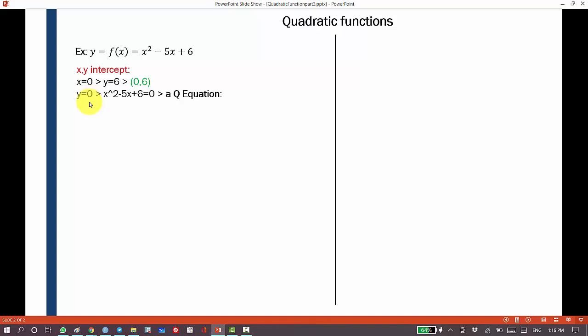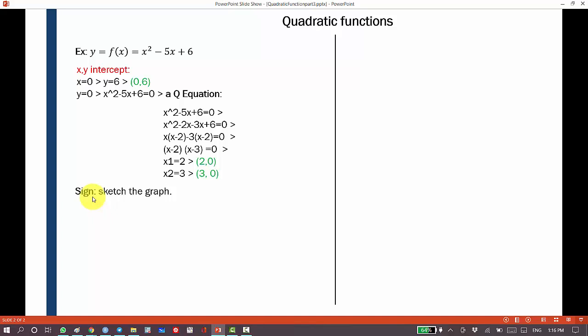And in order to find the x-intercept, we let y be 0. As a result, x squared minus 5x plus 6 is equal to 0, which is a quadratic equation. Solving this quadratic equation by any method that we know, for example factorization, we get that x1 is 2, hence one intersection point with the x-axis is (2, 0), and x2 is 3, the other intersection point with the x-axis is (3, 0).